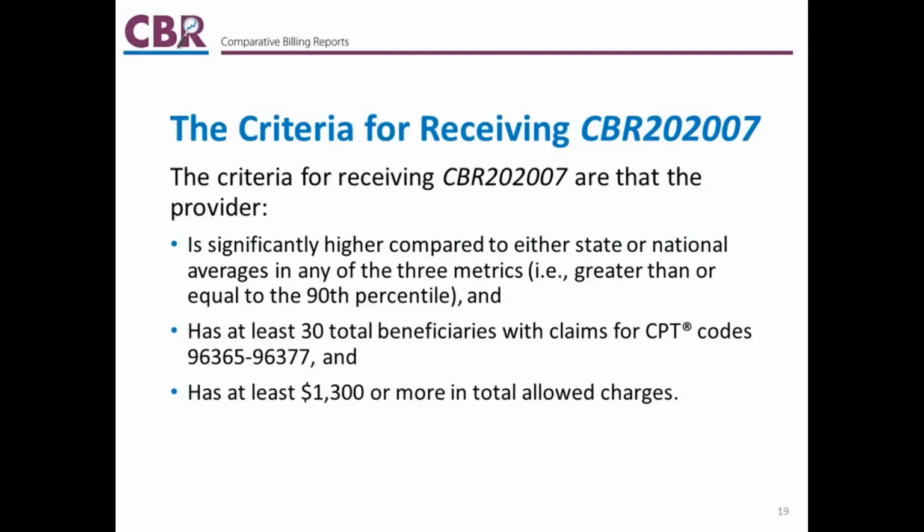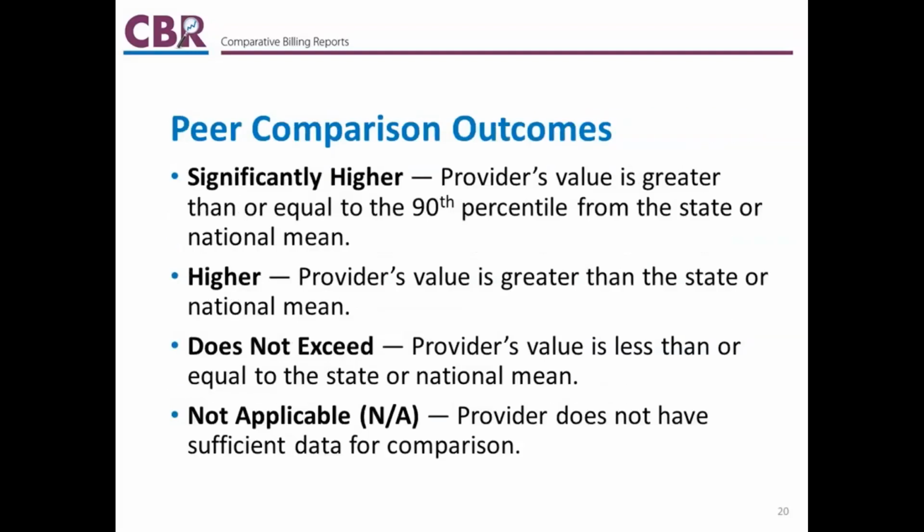Following our discussion of each metric, you can see that the criteria is directly related to the outcomes of the metrics. The criteria states the provider must be significantly higher or greater than or equal to the 90th percentile compared to the state or national average in any of the metric outcomes. So what does the term significantly higher and greater than or equal to the 90th percentile mean? And what are some of the other outcomes for the metrics? To answer that question, all four outcomes are listed here. These outcomes are the basis of the comparisons made regarding the provider's billing patterns and those of their peers.